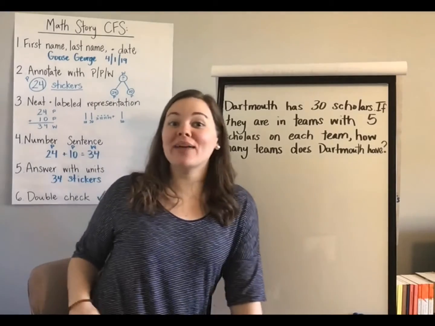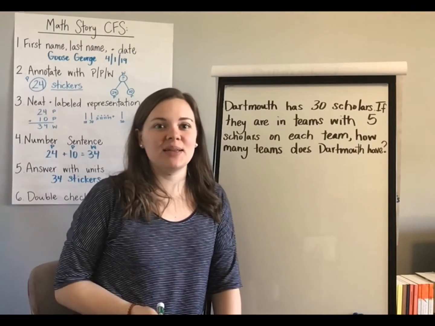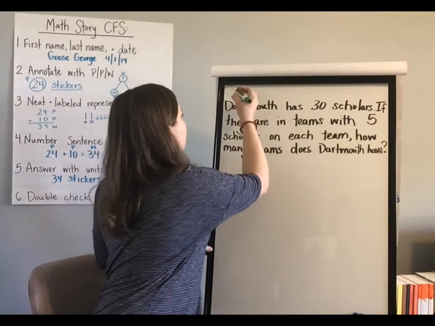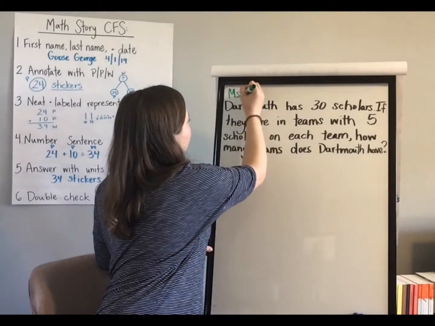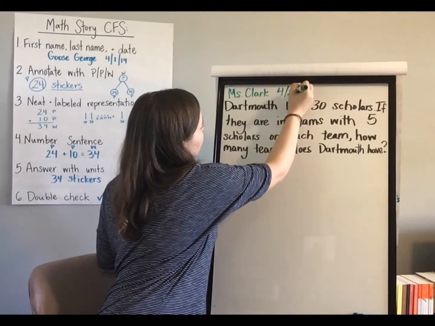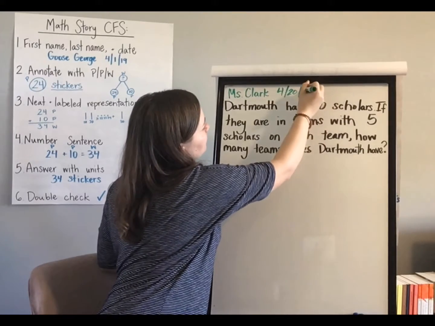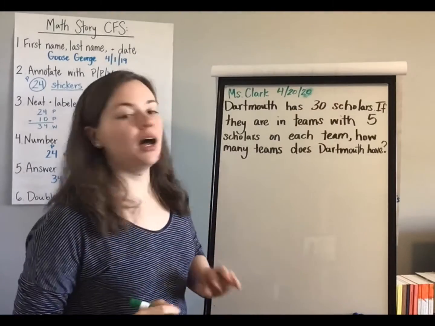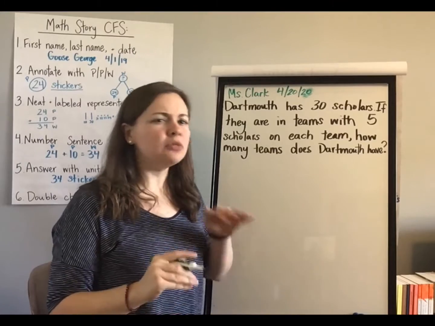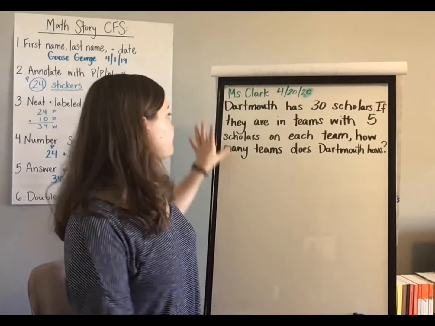We're going to follow our math story criteria for success to make sure that we are solving this problem correctly. First, I need to write my name and date. Awesome. Now that I have my name and date written, I'm going to go ahead and annotate the problem. I'm looking to see where my parts are and where my whole is, if we know it.